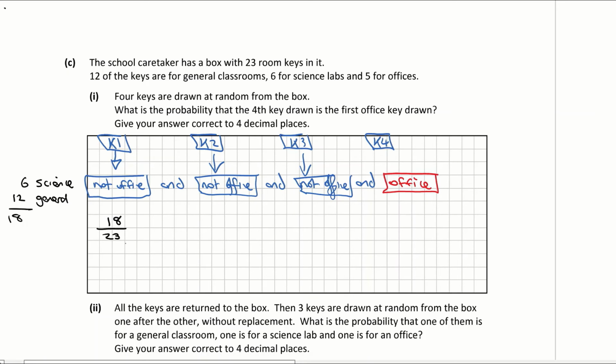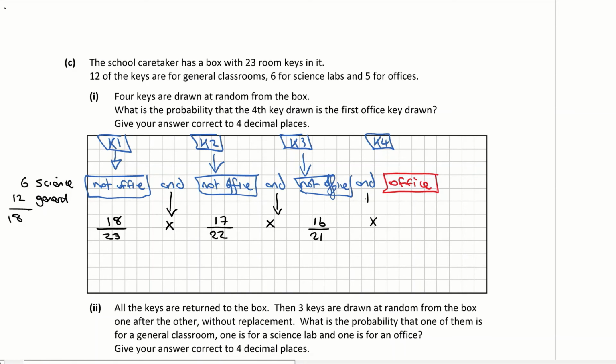So when I get to my second key, not being an office, that 18 is going to reduce down to 17 because one of those 18 keys is my science or my general. I've taken that out, I've put it aside. I only have 17 of them left. But I now only have 22 keys left in the box. So that's key number 2. And in probability, "and" means to multiply, so I'm going to put in my multiply signs here. The third key is going to reduce now to 16 out of 21.